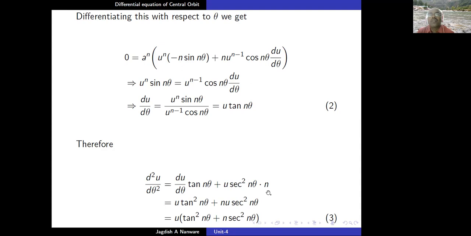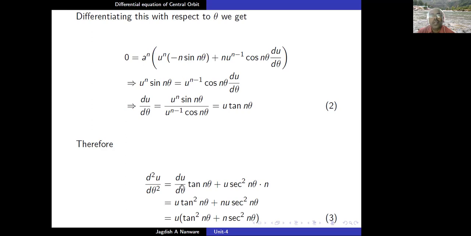So what is u tan² nθ plus n u sec² nθ? So what is du by dθ? From this, it is u tan nθ. So we substitute that value here.